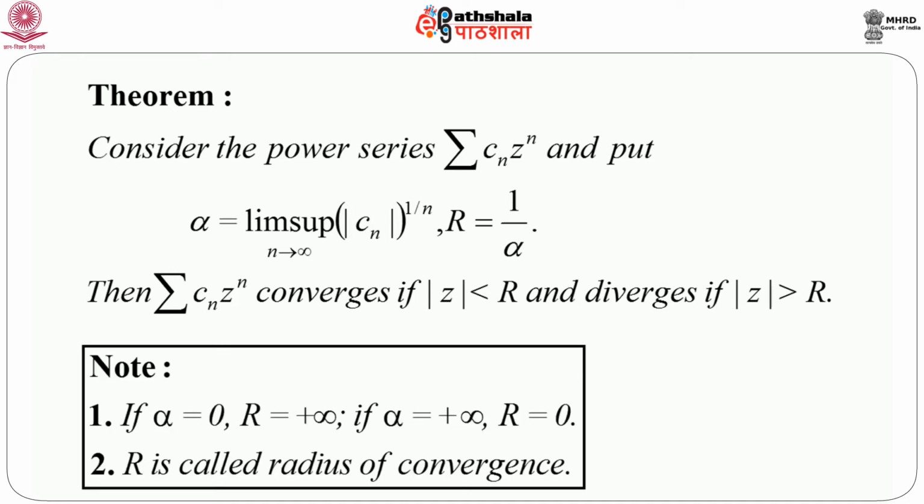Note that if alpha equals 0, capital R equals plus infinity, and if alpha equals plus infinity, capital R equals 0. So this R is the radius of convergence. In case alpha equals 0, that means the entire positive half, this entire length, the length of the radius of convergence is actually infinity. R is called the radius of convergence.